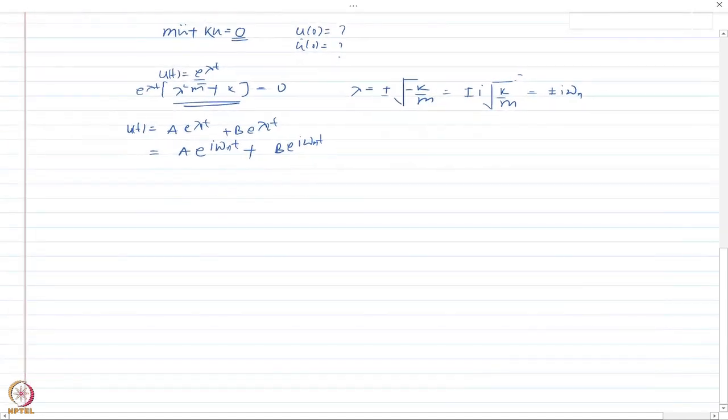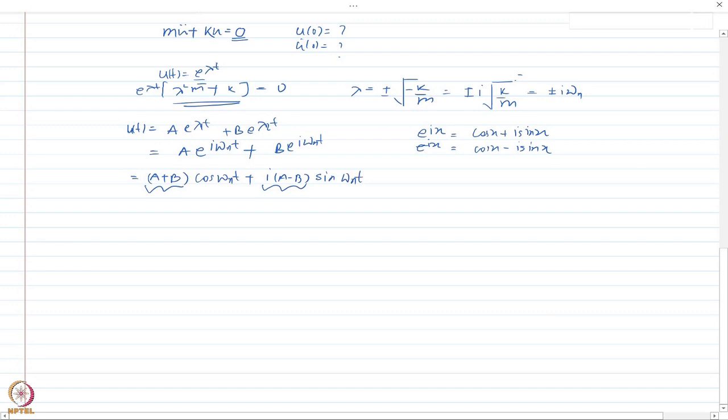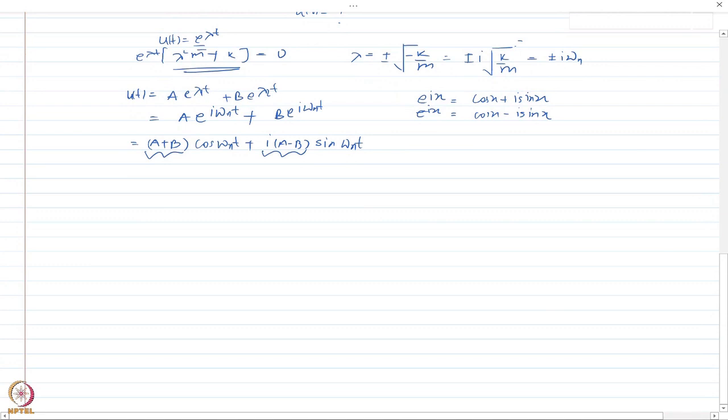If you remember from your complex numbers theory, if you have e to the power ix, you could write it as cos x plus i sin x, remember? And then e to the power minus ix can be written as cos x minus i sin x. So if you make that substitution in this equation here and then rearrange the terms, you will get something like a plus b times cos omega n t plus i times a minus b times sin omega n t. And again, these two parameters can be represented as other constants, the values of which need to be determined to obtain a specific solution to this equation.